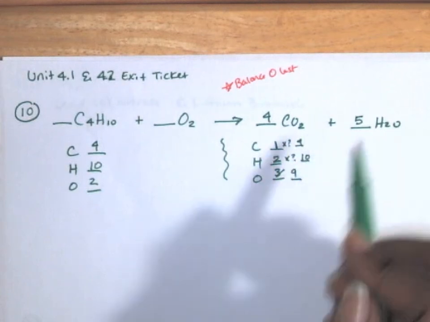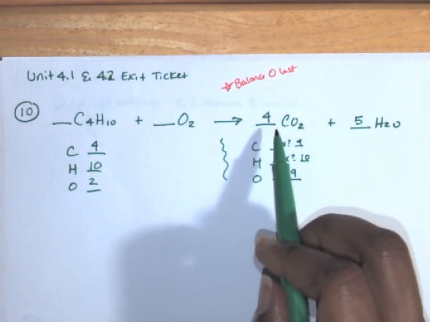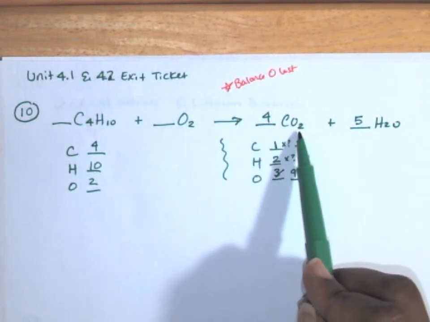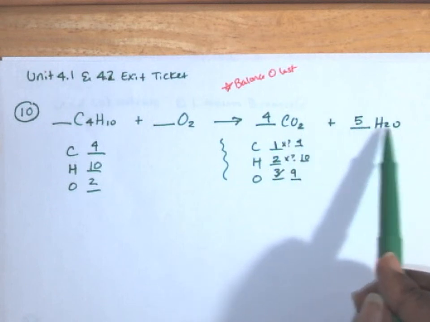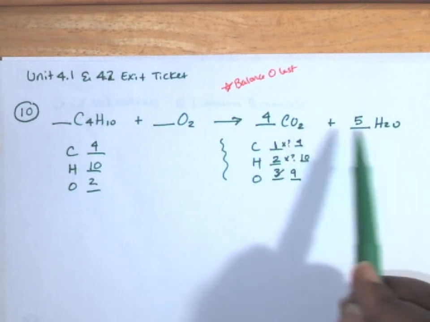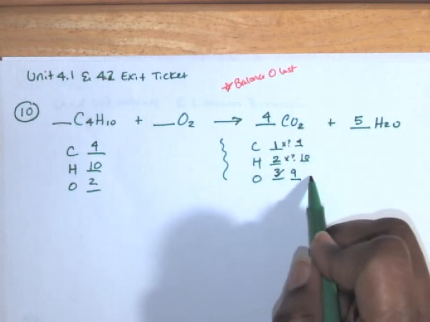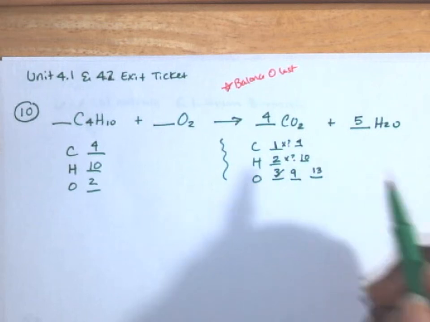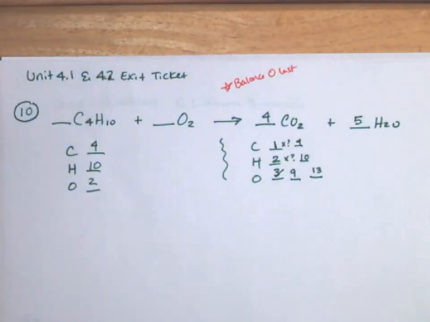Now, once again, when I do that, I change the number of oxygens. So let's count it again. 4 times 2 is 8, plus 5 times 1, which is 5. So 8 plus 5 will give me 13, okay?